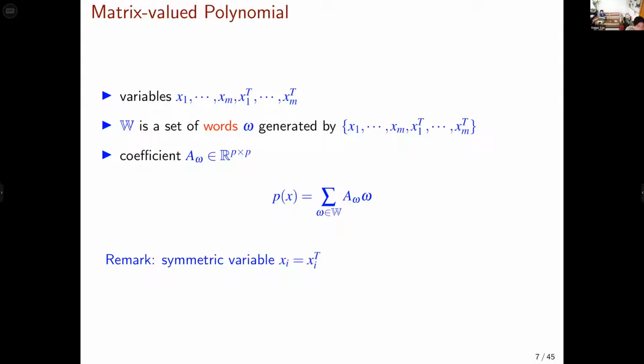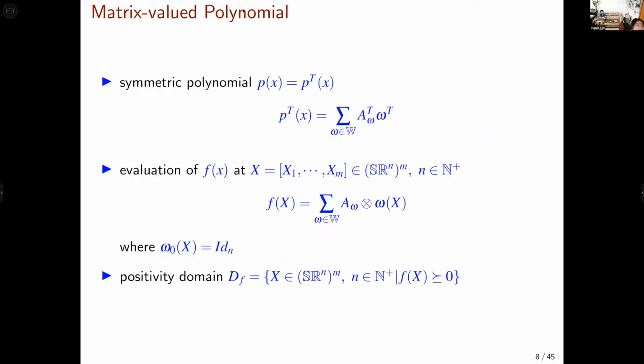But in most cases, we will assume the variable xi is symmetric, so xi equals its transpose. Because the variables have the transpose operation, we can also define the transpose of the polynomial. So we can also define whether a polynomial is symmetric or not. And then the evaluation of the polynomial f.